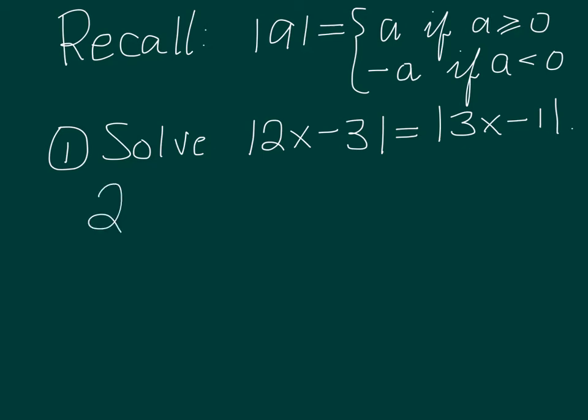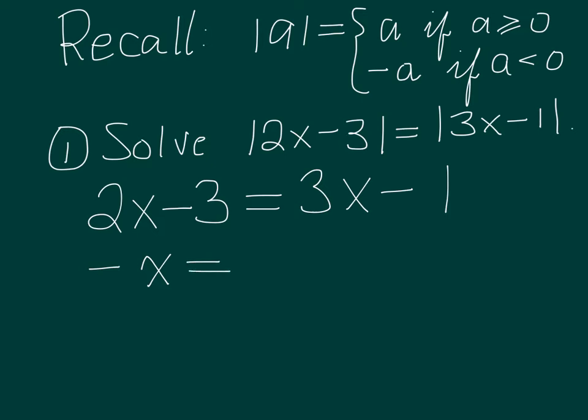Let's consider the first case, the case where they are both positive. So the case where absolute value of 2x minus 3 is positive 2x minus 3, and the absolute value of 3x minus 1 is positive 3x minus 1. So I go ahead and solve this linear equation. Let's subtract 3x from both sides to get minus x, and let's add 3 to both sides to get 2. Solving, we get x is minus 2, and that takes care of the first case.